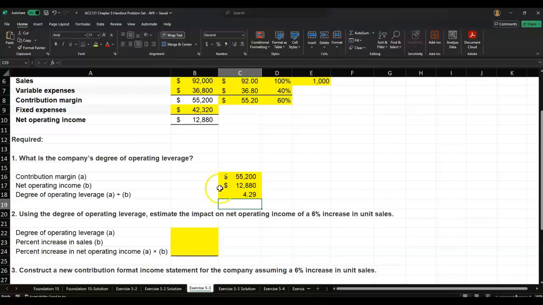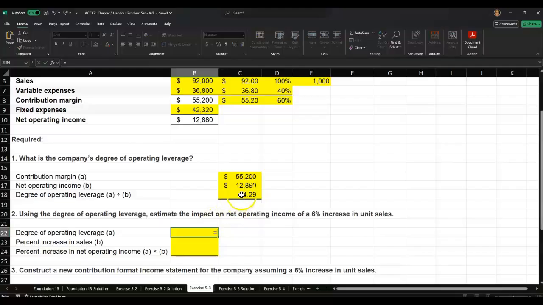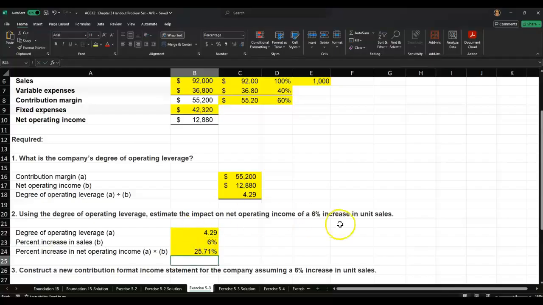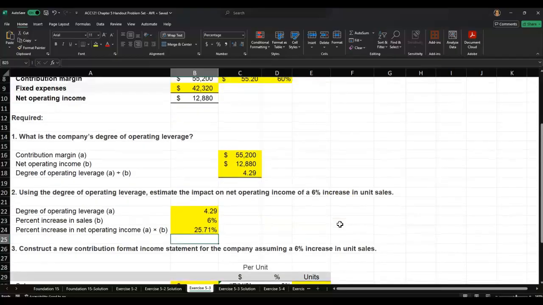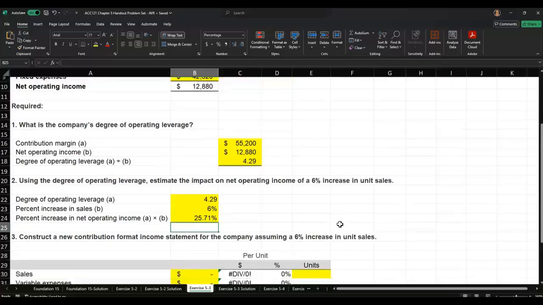All right. Then it says, using the degree of operating leverage, estimate the impact on net operating income of a 6% increase in unit sales. Well, we pick up the operating leverage, 4.29. We will need a 6% increase in sales. And again, we're just simply going to multiply those together. So we get 25.71%. So on a 6% increase in sales, we get a fairly significant increase in net operating income.